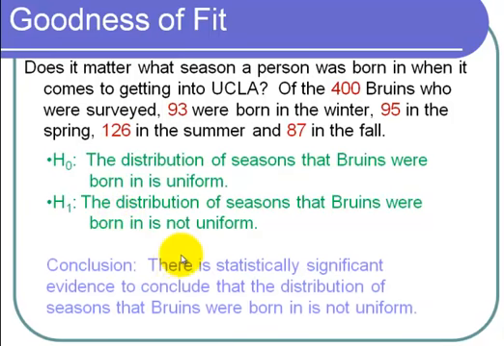And we can conclude there is statistically significant evidence to conclude that the distribution of seasons that Bruins were born in is not uniform. Notice that our conclusion says nothing else. It does not say necessarily who the culprit is in not being uniform. It might be there were not enough in the fall. It might be there were too many in the summer. This chi-square distribution does not say which is the problem season. It only says that it's not uniform.